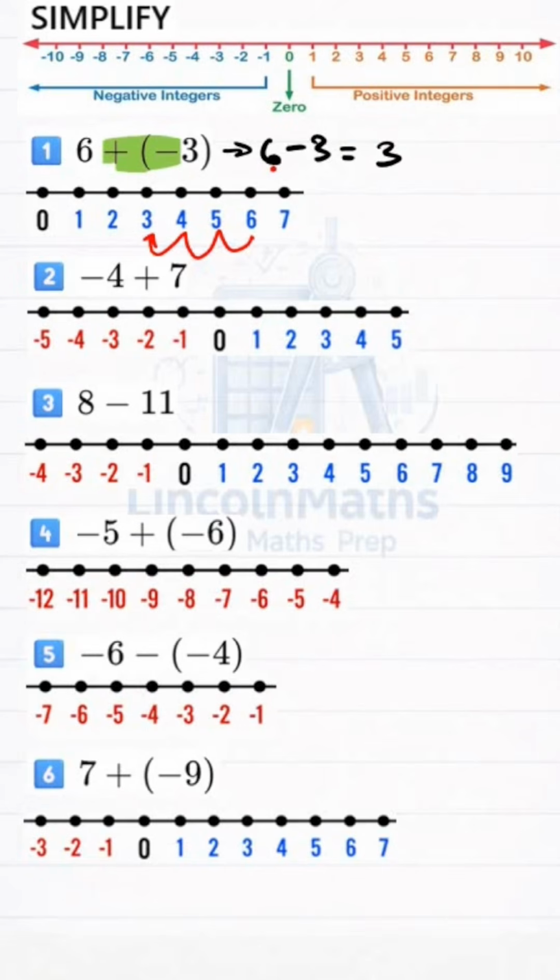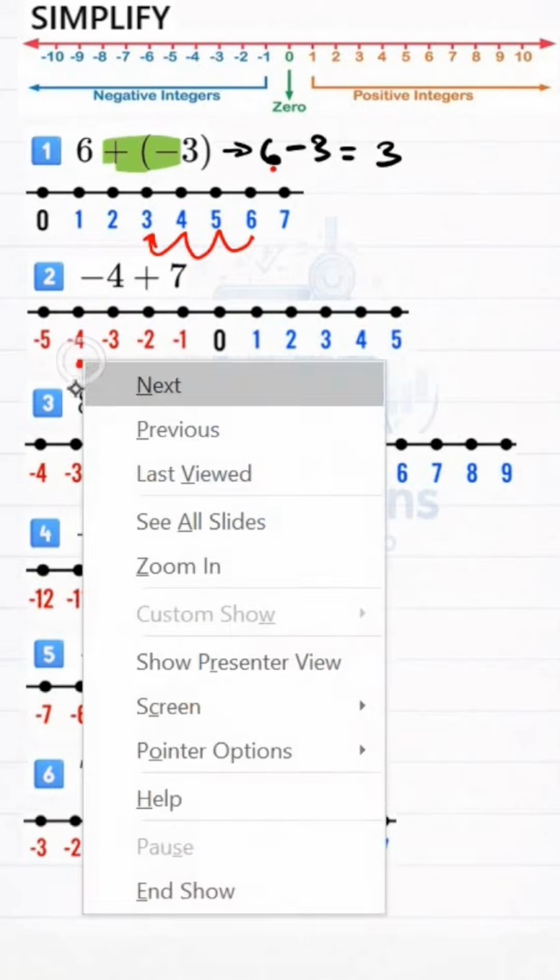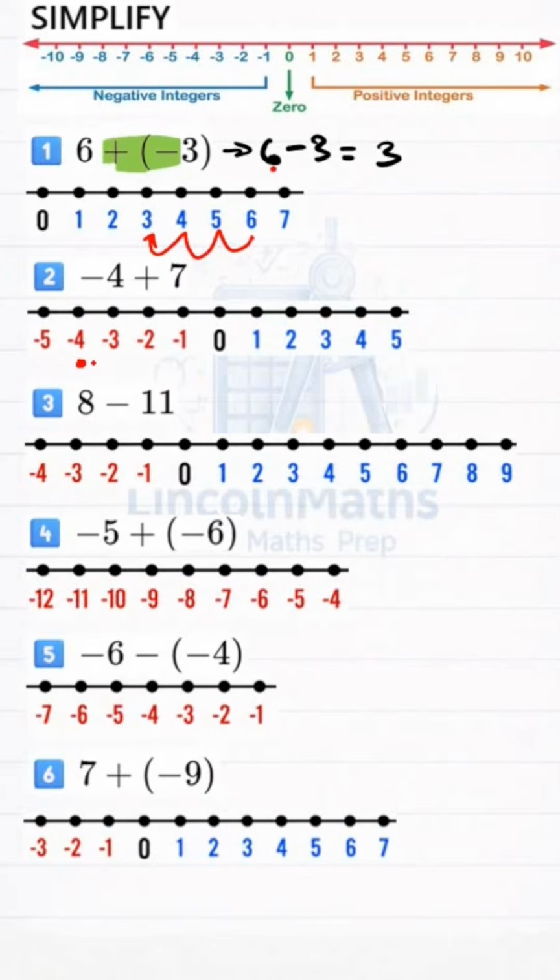Alright, so let's look at number 2, where we have negative 4 plus 7. Please pay attention to the number that is at the front, and in this case it is negative 4 plus 7. So we're going to identify negative 4 on the number line, which is this right here, negative 4, and then we're going to count 7 times to the right. So since we're adding, we're going to count to the right.